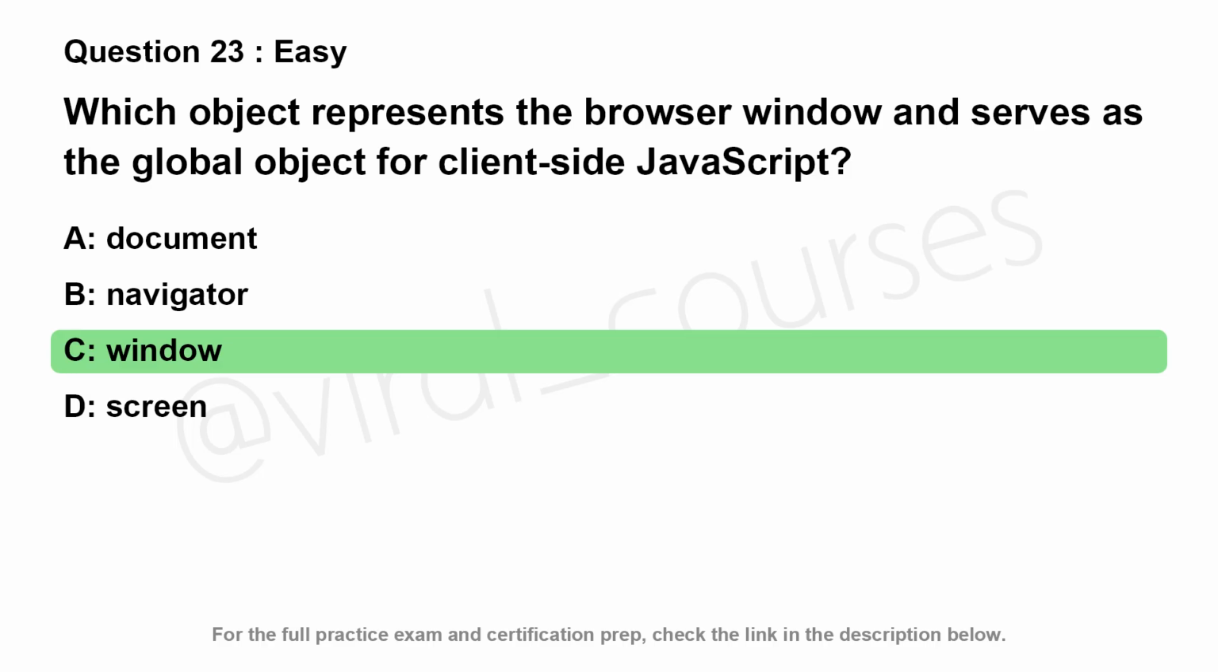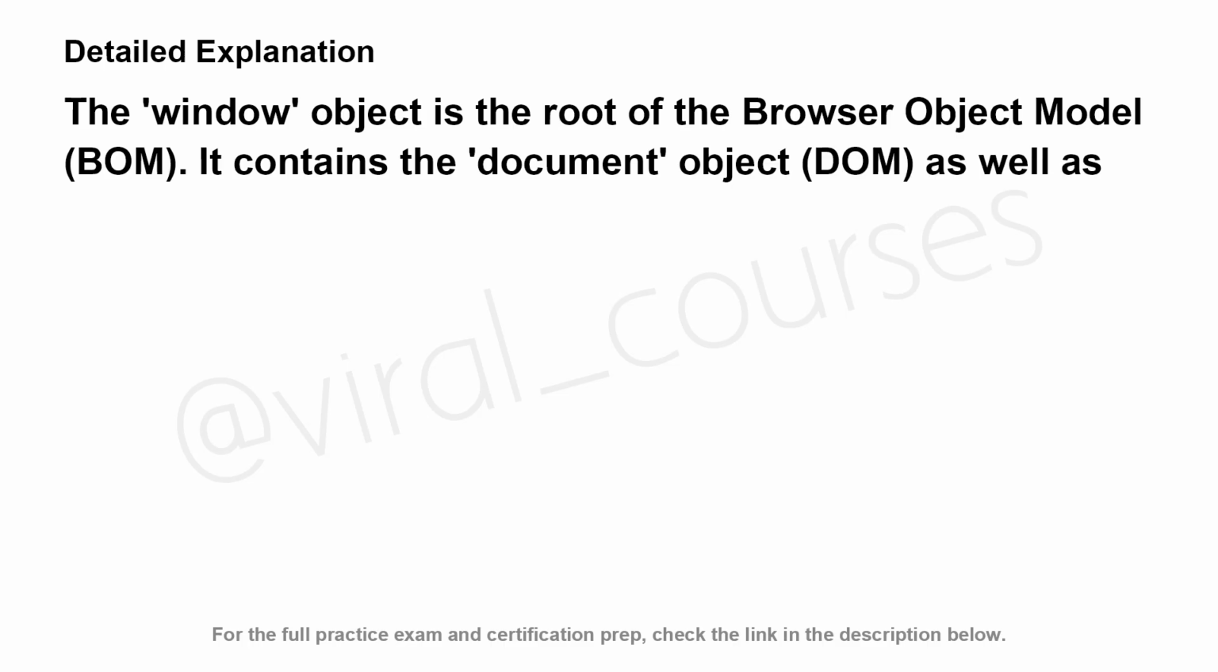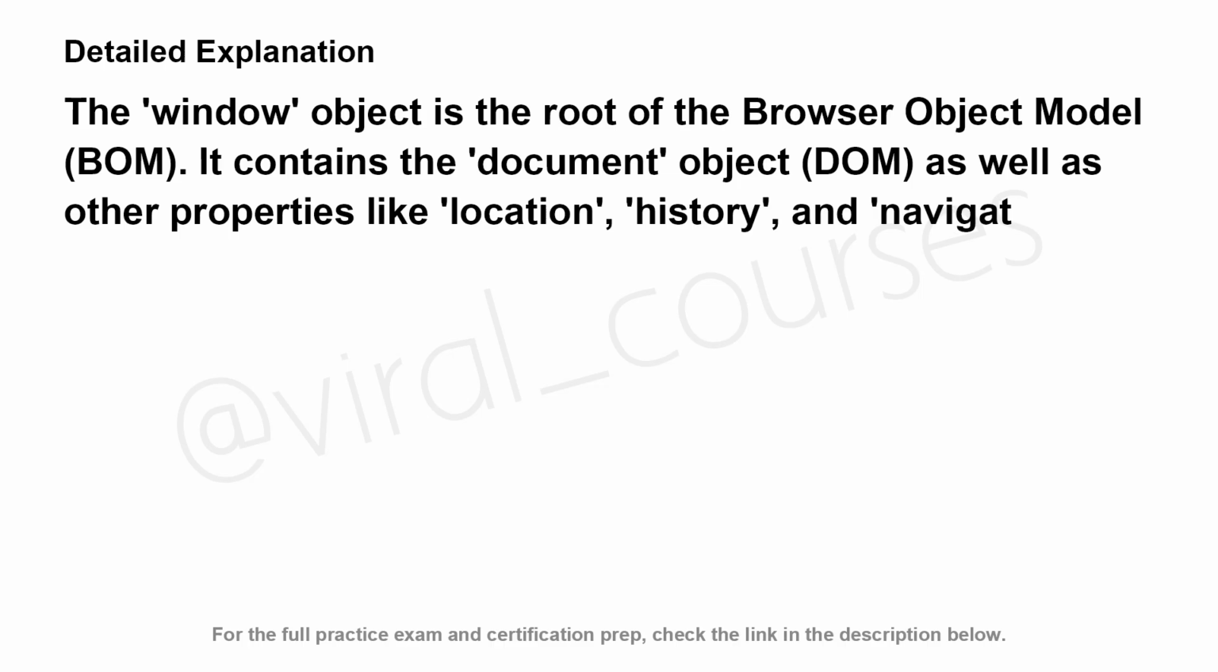The correct answer is C. The window object is the root of the browser object model, BOM. It contains the document object, DOM, as well as other properties like location, history, and navigator.